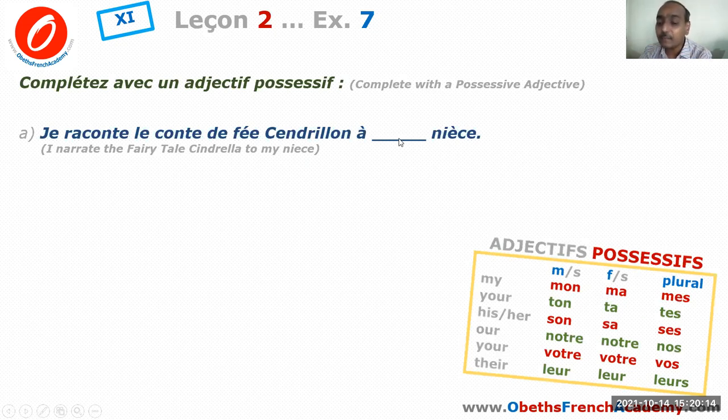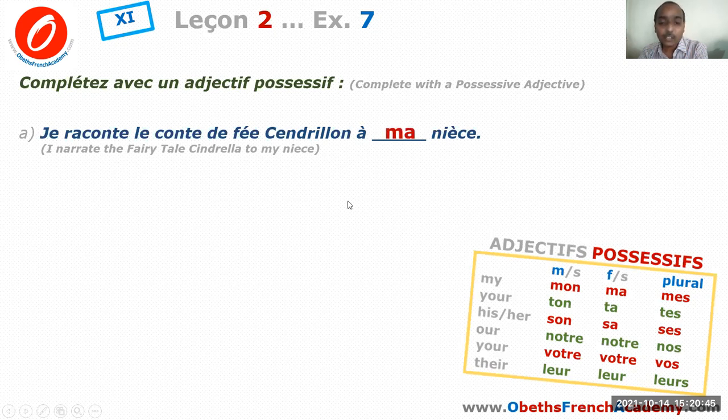But here you see the noun after the dash is nièce. It ends with an E. The translation is niece. It's a feminine singular noun. So which my will you put? It is a feminine singular noun, so the my will be M-A. Je raconte le conte de fée Cendrillon à ma nièce.